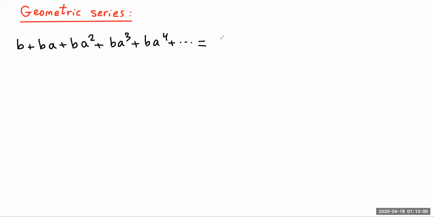It could be noted like this: sigma b times a power n from n equals 0 to infinity, or b outside sigma a power n from 0 to infinity. So for example, let's take some examples with numbers.